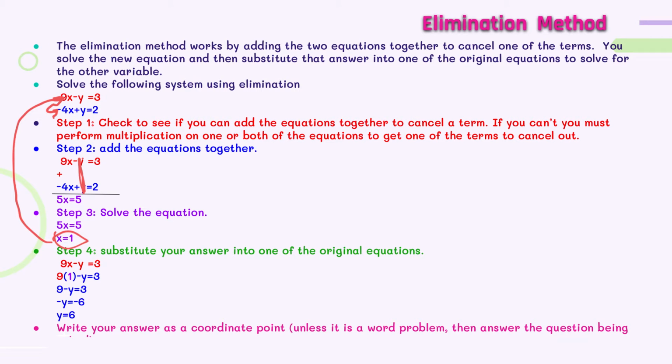The last step is to write your answer as a coordinate point. Unless it's a word problem, then answer the question being asked. And then as a coordinate point, my answer is 1, 6.